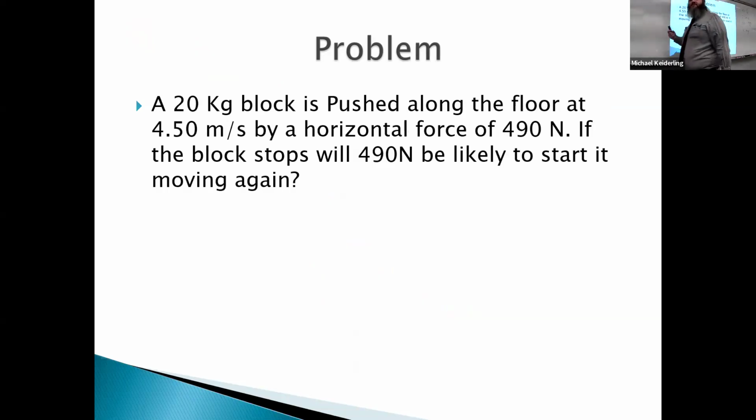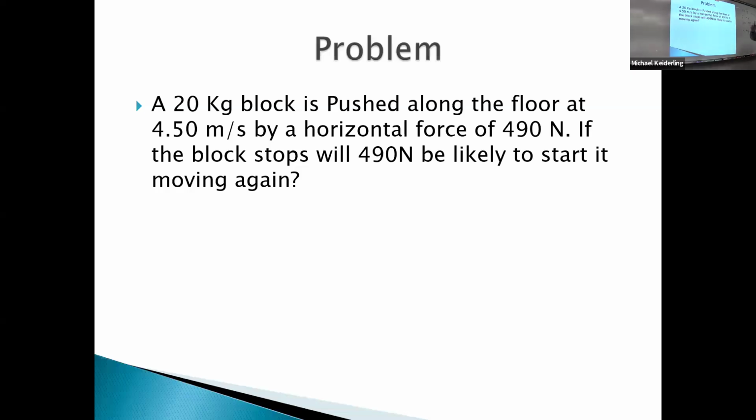Here we have a 20 kilogram block that's pushed along the floor at 4.5 meters per second, at a constant velocity, by a horizontal force of 490 newtons. So it takes 490 newtons to push this block along the floor with a net force of 0. So that 490 newtons perfectly balances the friction force while it's sliding. If the block stops, will 490 newtons be likely to start it moving again? What do you guys think? Yes or no?